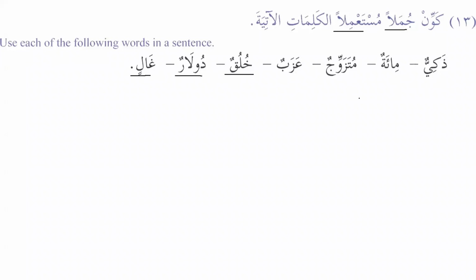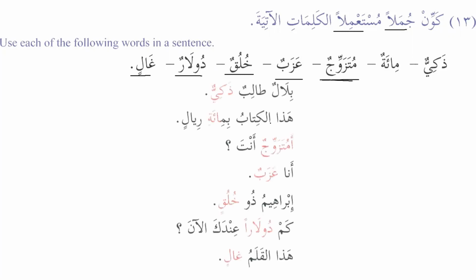Now it's up to you to write down as many sentences as you can. For example, if you want to say, I am intelligent, you will say ana dhakiyun, and if you are feminine, you will say ana dhakiyatun. Similarly, indi miyatu dularin, and if you are married, you can say ana mutazawwijun, and if you are not married, you will say ana azabun. And if you want to use khuluqun, you can say ana dhu khuluqin, and indi miyatu dularin wa hadha al-kitabu ghalin. I have the answers here as well, so it's up to you.